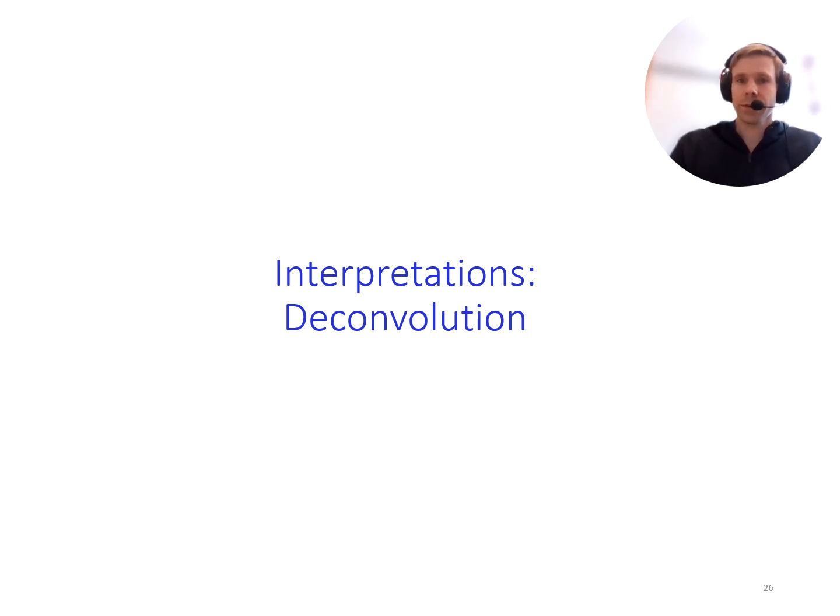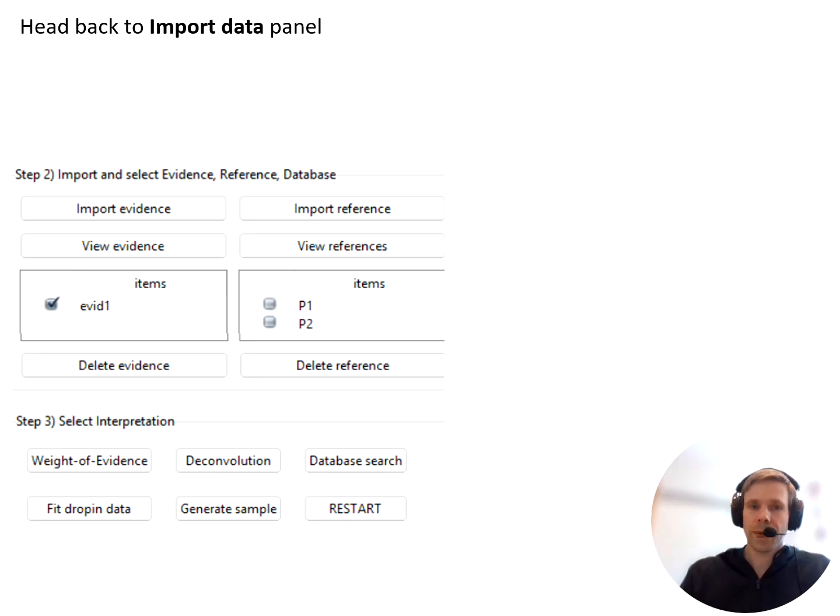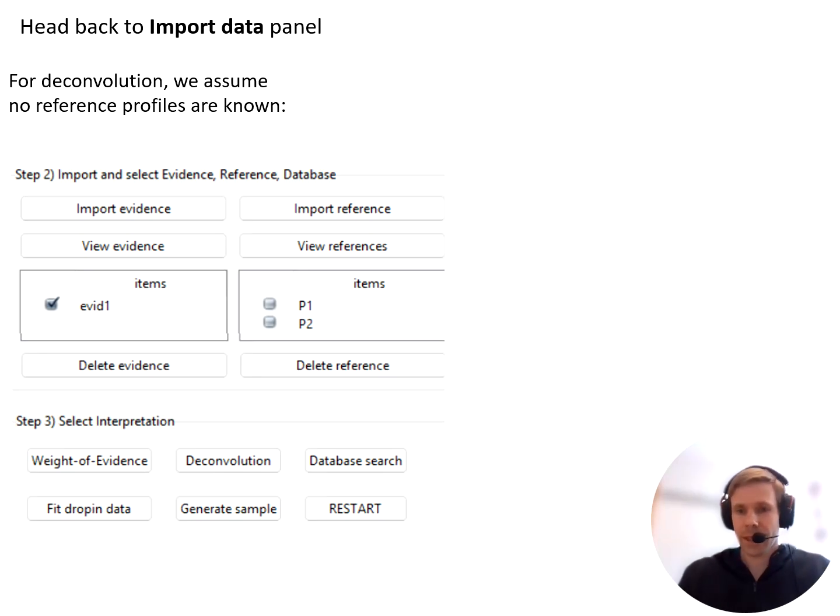Okay, now let's go to the last part, which is deconvolution. Here, the aim is to estimate unknown contributors to an evidence profile. We want to estimate the genotypes of those. For this example, we will not select any of the reference profiles.